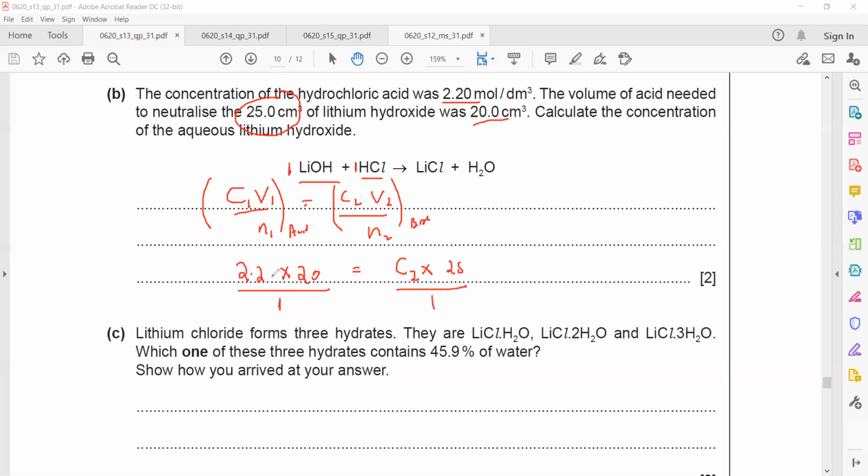So when I solve this, 2.2 into 20 divided by 25, what is the answer? 2.2 multiplied by 20 divided by 25. What's the answer? So 1.76. So 1.76 mole per dm cube.